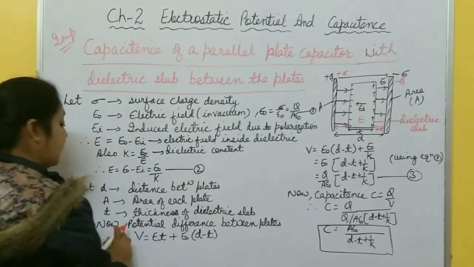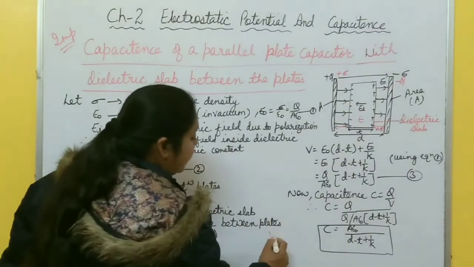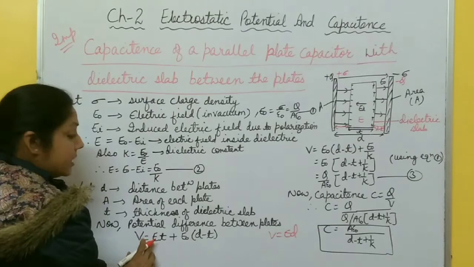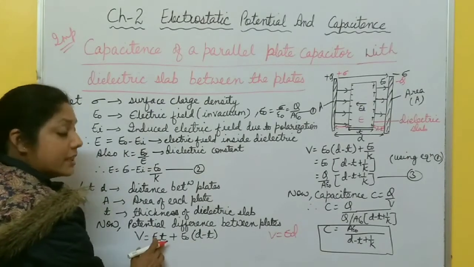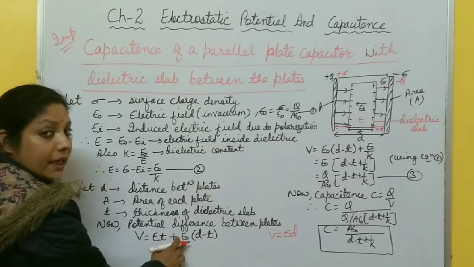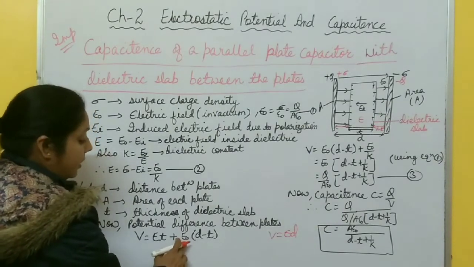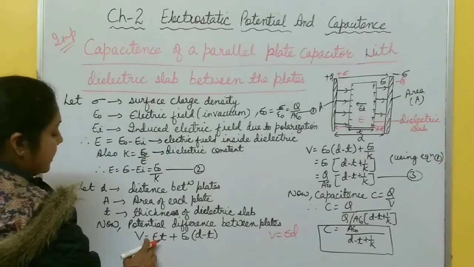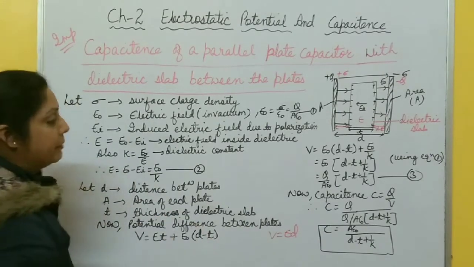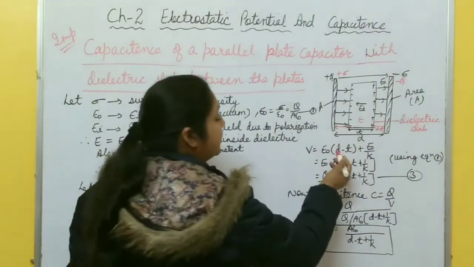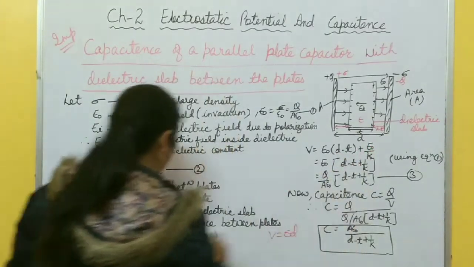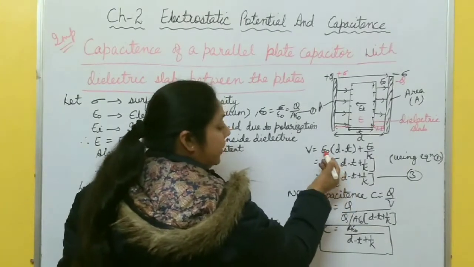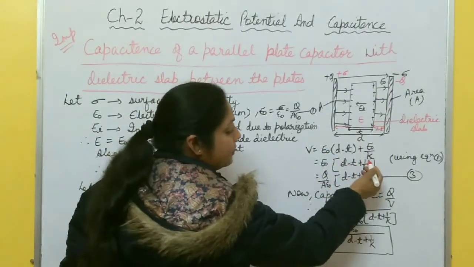So the total potential difference between the plates, you know V equals E into d. Here E is the electric field inside the dielectric into thickness t, plus E naught, the electric field in vacuum, which acts over the region d minus t. So the total potential difference between the plates is Et plus E naught (d minus t). Right? Now you put the value of E, which is E naught by K, and you take E naught common: E naught (d minus t plus t by K).